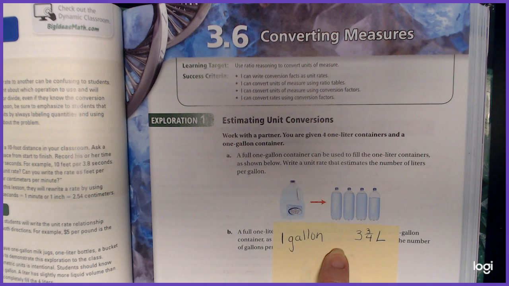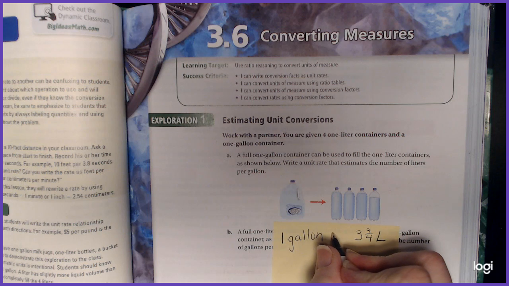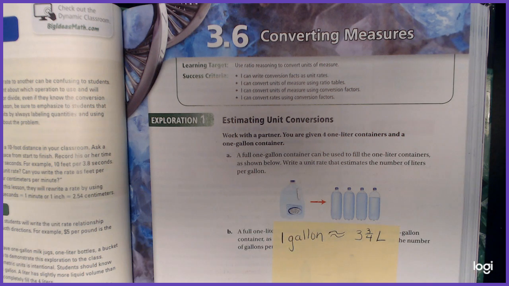Do I know exactly for sure if that's what it is? I don't know. It's an approximation. And because it's an approximation, we do something that looks like this. It's kind of a squiggly line, and you'll see it in your math book some more. This is an approximation. It means it's about 3 3/4. We don't have an exact measurement.